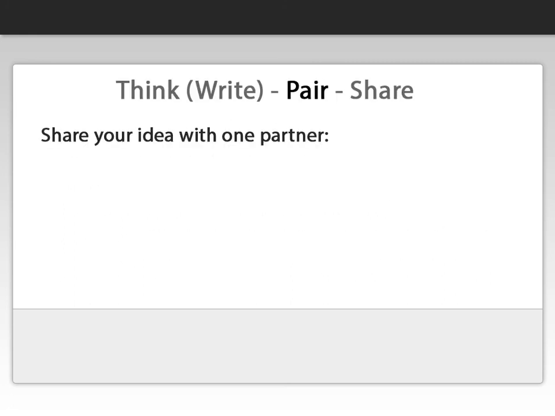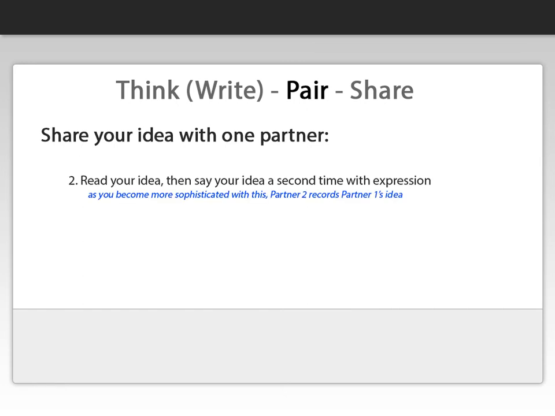The next step in the process is to share written ideas with one partner. Partner number 1 begins about half the time and partner number 2 begins the other half. You might establish partners by referencing room landmarks. For example, partner number 1 sits closest to the door and partner number 2 closest to the whiteboard. In the first round, partner number 1 will read the idea on the paper and the second time say it with expression. It might sound something like this.